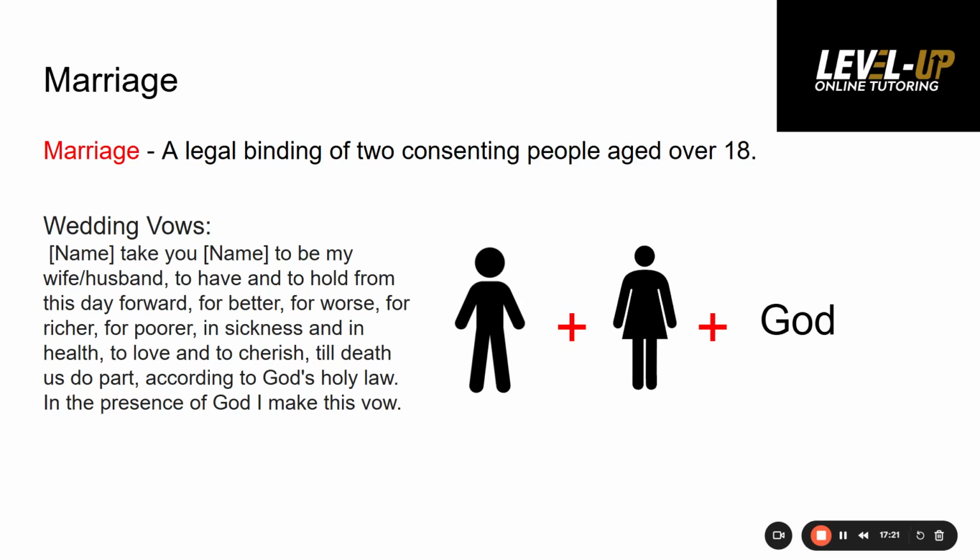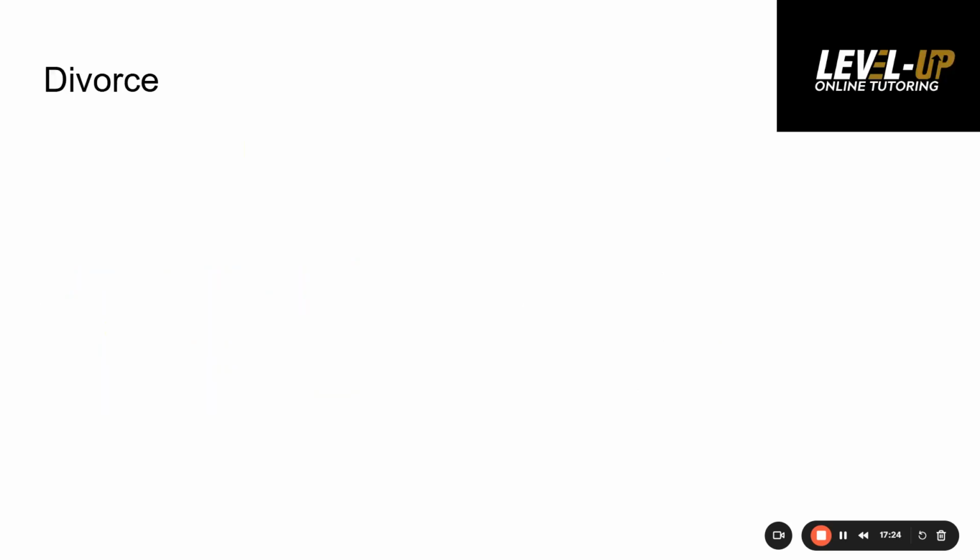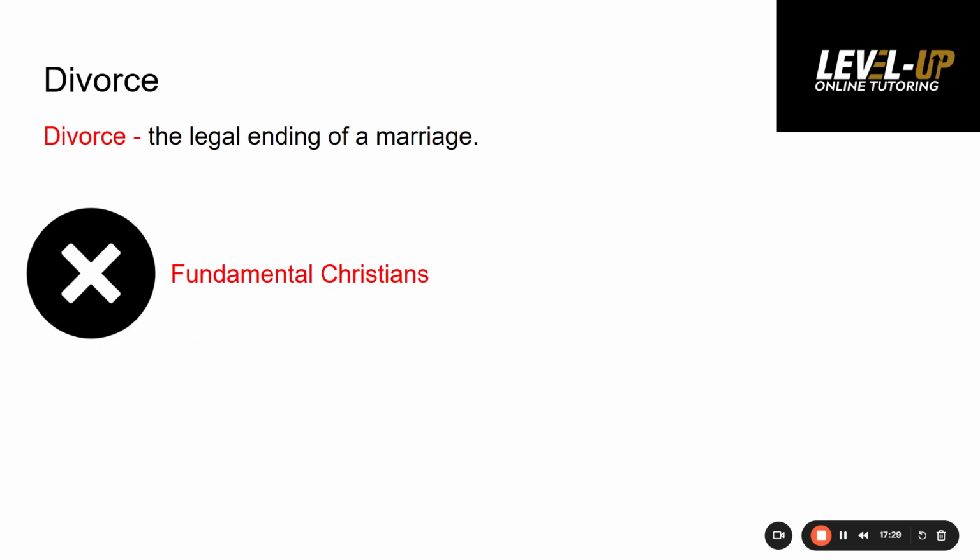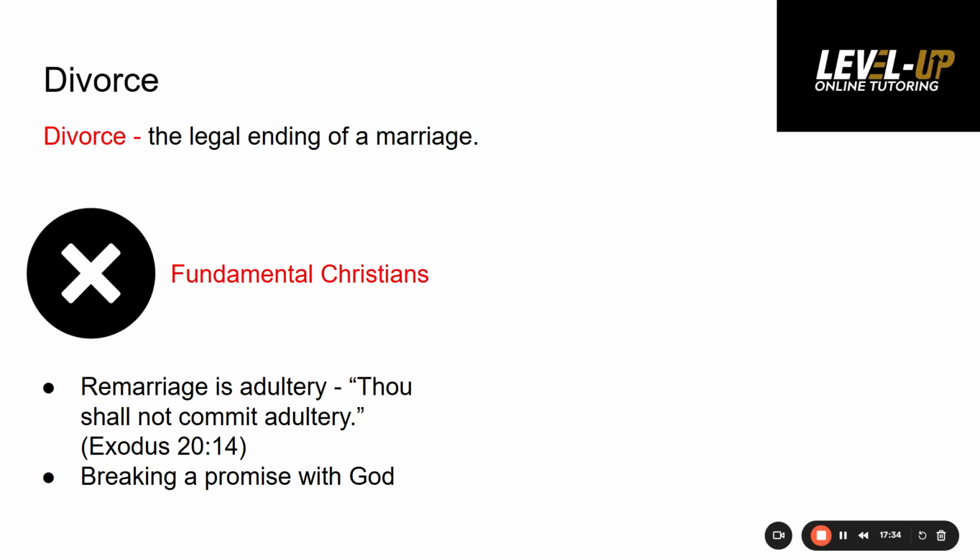This then forms a lot of the ideas that we face around divorce, because divorce is the legal ending of that marriage. Now, fundamental Christians are going to say that this is completely and utterly unforgivable on the basis that it's breaking a promise with God, because when you have said those wedding vows, you have committed your lives to each other and to God. But also, if you then remarry, let's say, for example, you have divorced and both you and your ex-wife or ex-husband are still alive, any partner you then have would be considered adultery.